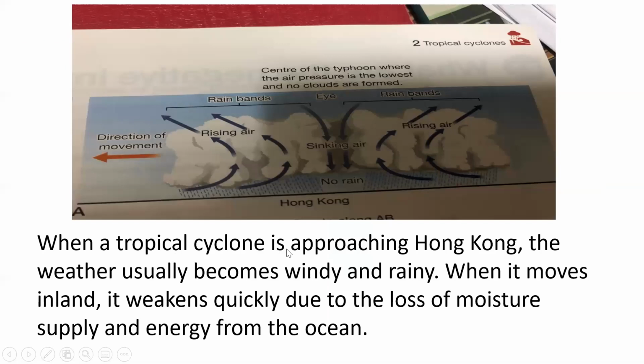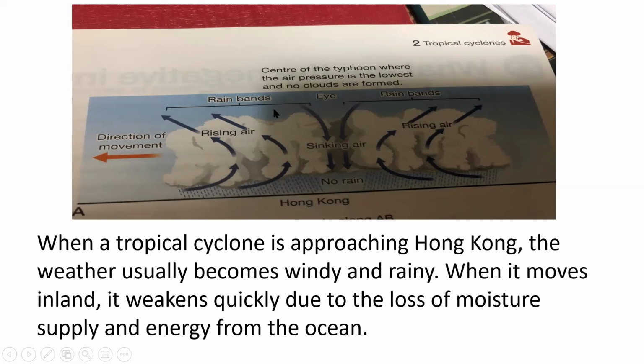Okay, when a tropical cyclone is approaching Hong Kong, the weather usually becomes windy and rainy. Okay, and when it moves inland, it weakens quickly because of the loss of moisture supply. Okay, because of the loss of moisture supply, it loses energy from the ocean. 係啦，嗱，颱風咧，當佢嚟緊香港嗰時就會大風同埋多雨，但當佢入去落陸地嗰時咧，由於冇水分，所以就變弱啦。嗱，let's look at here.